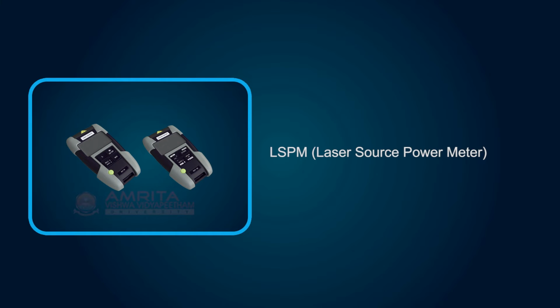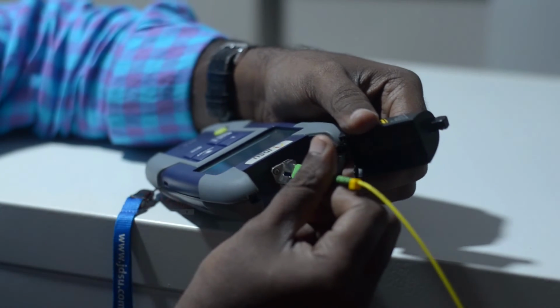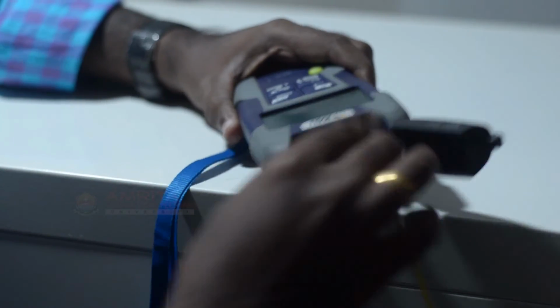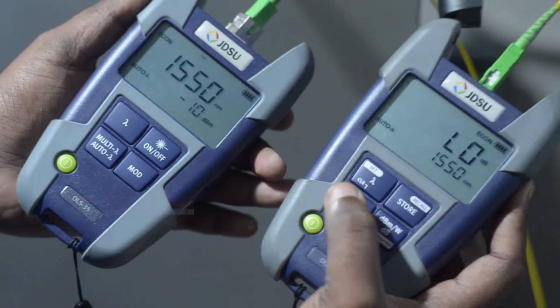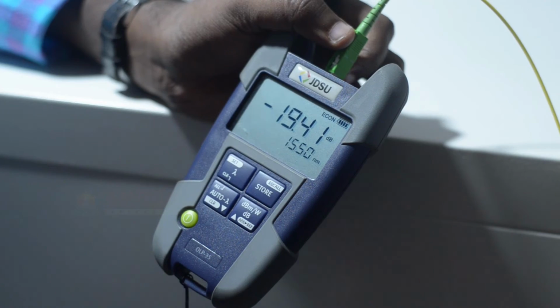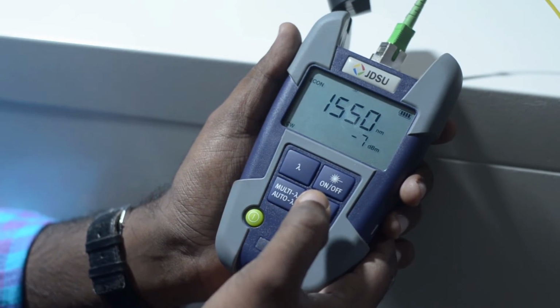LSPM, Laser Source Power Meter. A laser source is used to send a laser signal into a fiber, and a power meter is used to measure the power at the receiver end. When the received power is less than the sent power, then there is a loss in the cable. Thus, LSPM is used to detect the loss in power transmitted through the cable.